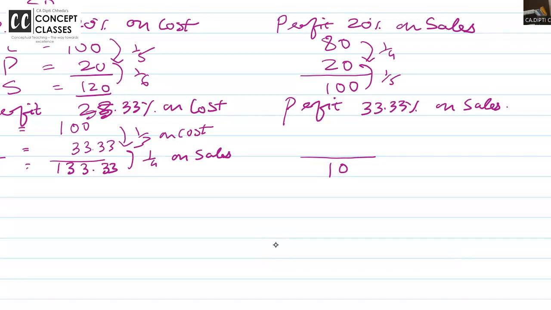Let us take sales as 100. And this time profit is 33.33% on sales. So cost will be 66.67. 1/3 on sales, so cost will be 2/3. For these 2 seconds, I'll continue writing and ask one more equation if you want to.